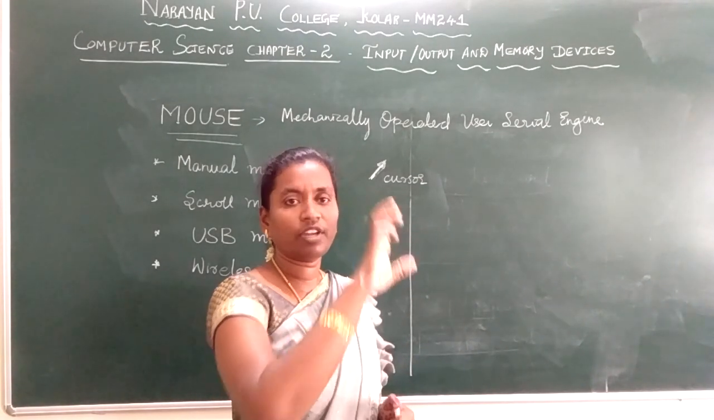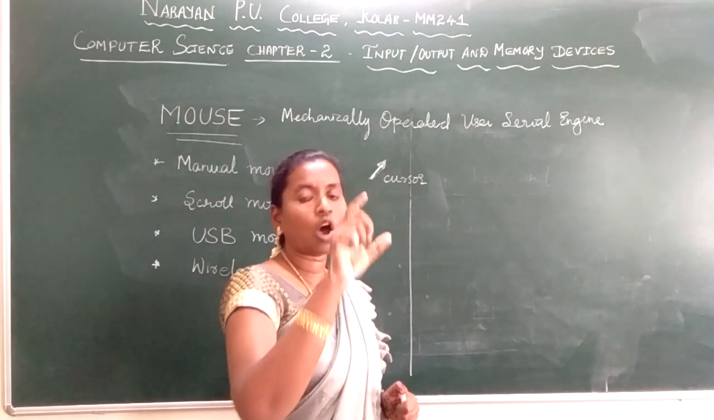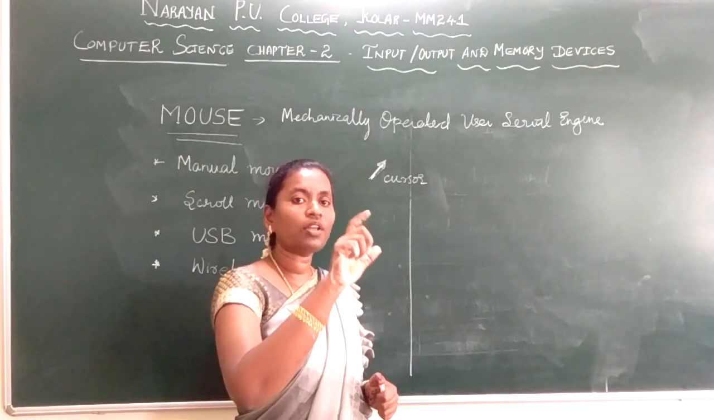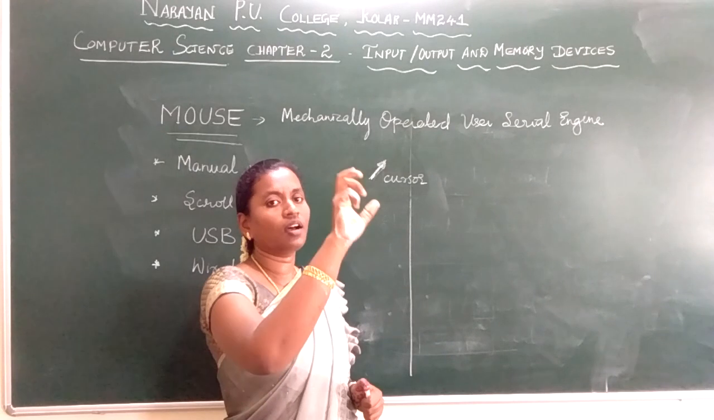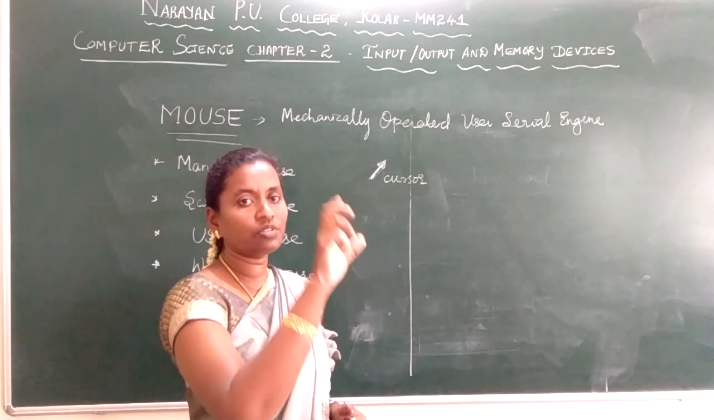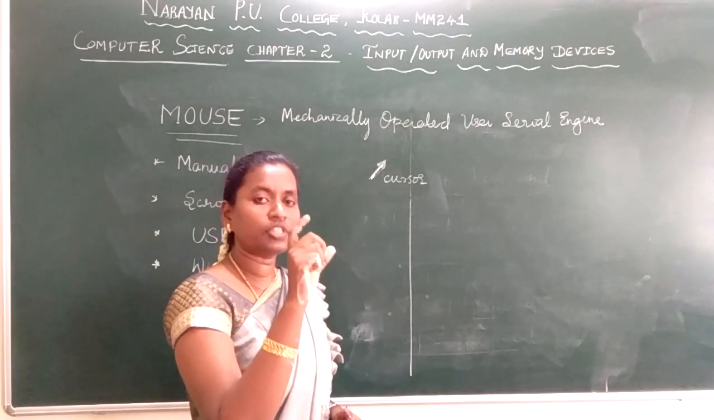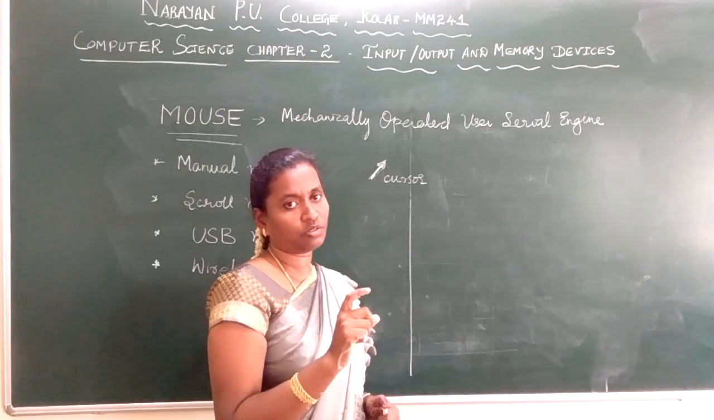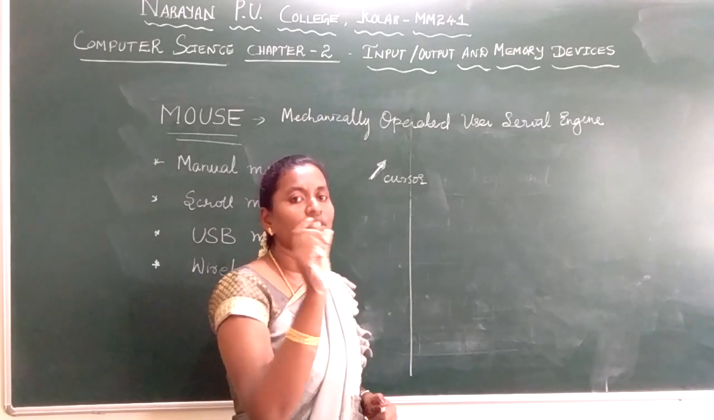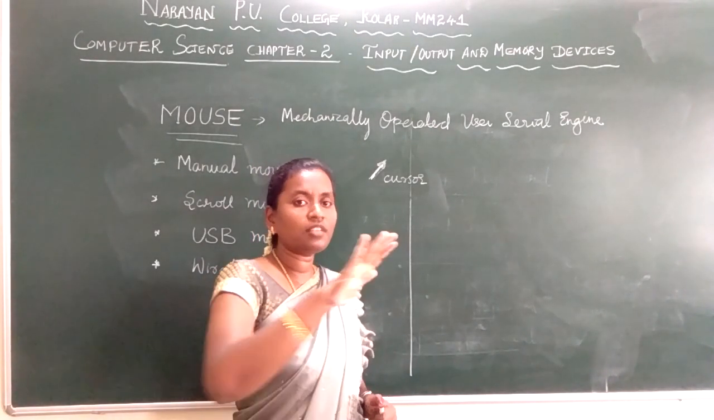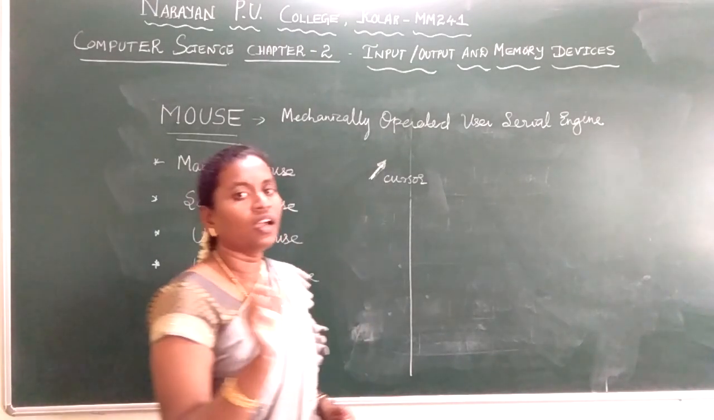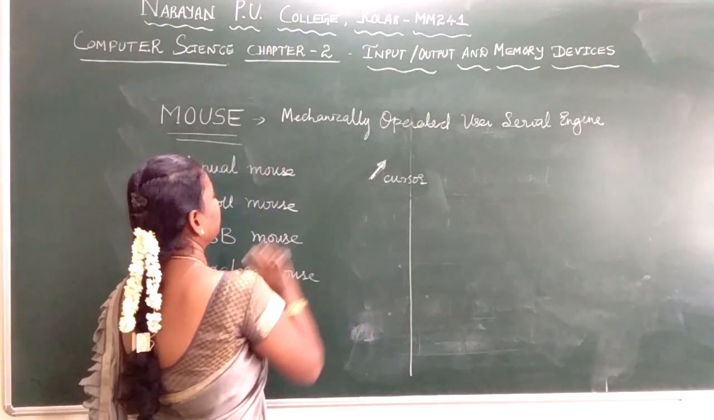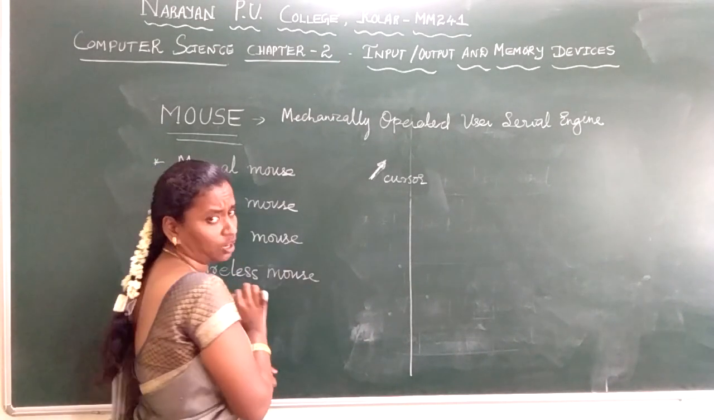So when you start using your mouse, the ball rotates, and based on that the cursor will also move. The cursor movements we can manage by using the movement of the ball which is present inside your manual mouse. Based on the movement of a small ball which is rotating in your manual mouse, we can control the movement of the cursor.